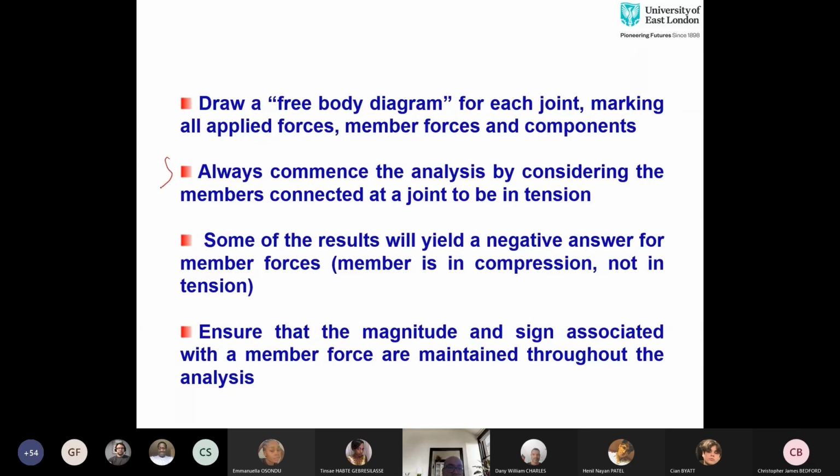Your initial assumption could be that all members are in tension. So some of the results will give you a negative answer, which means that our initial assumption was wrong. So if you assume initially that everything is in tension, and your answer comes out to be negative, the direction has to be reversed, which means that it is not in tension. Instead, it is in compression. So in that way, you'll be able to tell if a member is in tension or compression. Make sure that whatever sign convention you're using, it has to be the same throughout.